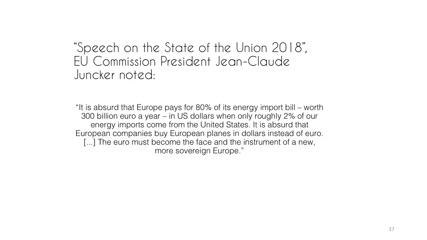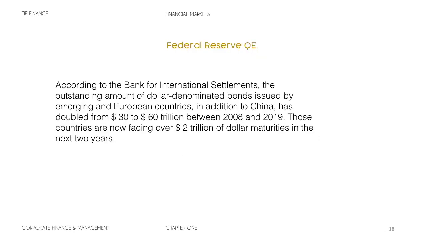And well, oil prices are as well on the floor, and all the oil is bought in US dollars as well. So it doesn't matter if the United States is producing wealth or not, because they can give you paper basically in exchange for products. So what is going on? Why can the Federal Reserve do this? Well, they find the Achilles heel, because according to the Bank for International Settlements, the outstanding amount of dollar-denominated bonds issued by emerging and European countries, in addition to China, has doubled from 30 to 60 trillion between 2008 and 2019. Those countries are now facing over 2 trillion of dollar maturities in the next 2 years.